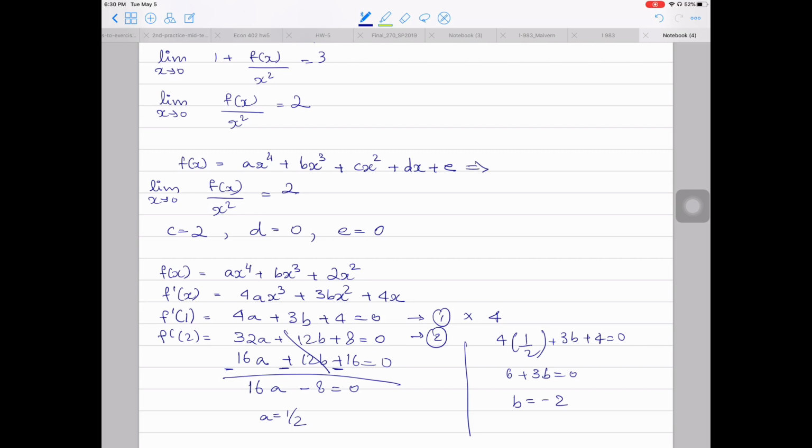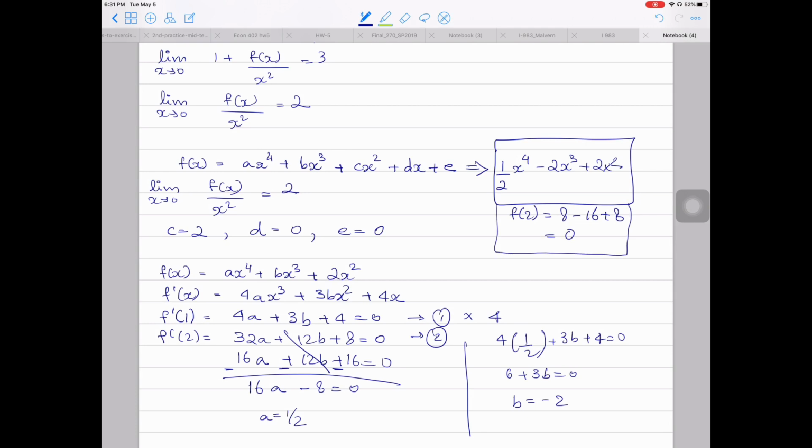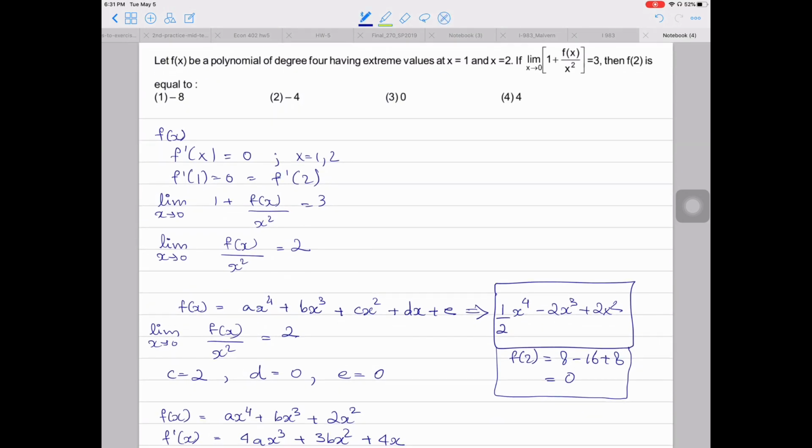So if we plug the values of a and b into our f(x), we get 1/2 x^4 - 2x^3 + 2x^2. This is f(x). Plugging in the value 2, f(2) would be 8 - 16 + 8, which is equal to 0. So f(2) is 0, which is option 3. Let's move on to the next question.